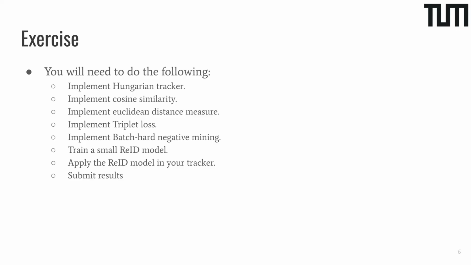So here's the list of things. First you will start by implementing a tracker based on Hungarian matching. Then you will need to implement cosine similarity and an Euclidean distance measure. You will then move on to implementing triplet loss and batch hard negative mining. And in the last part of this exercise, you will train a small VID model and apply this to your tracker, and then finally submit your results to the test server.